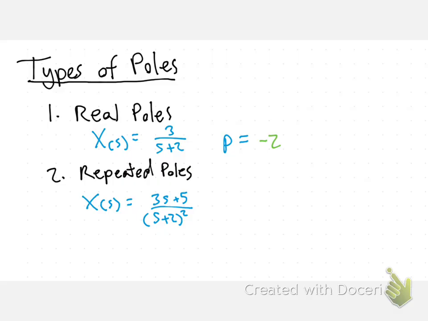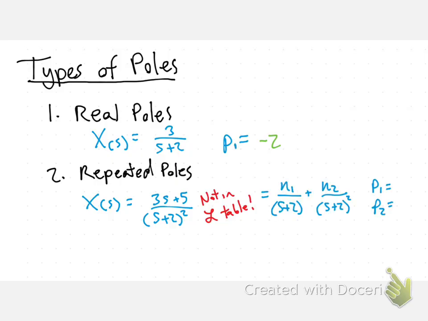Now, there are repeated poles. Repeated poles is where you have multiple poles at the same point. So if we look at 3s plus 5 over s plus 2 squared, that is not an equation that you're going to be able to find on the Laplace transform table. For the ease of the video, I don't have the Laplace transform table here, but I'll show it on the next slide. But take my word, that's not on the Laplace transform table. We're going to have to split it in 2.